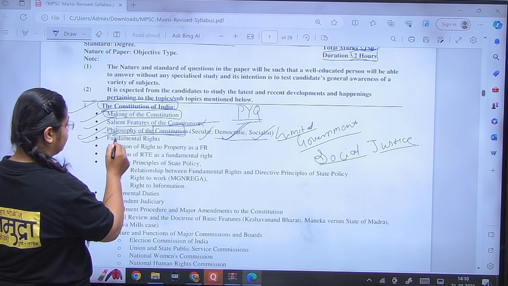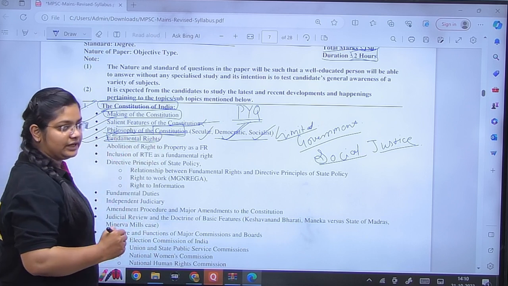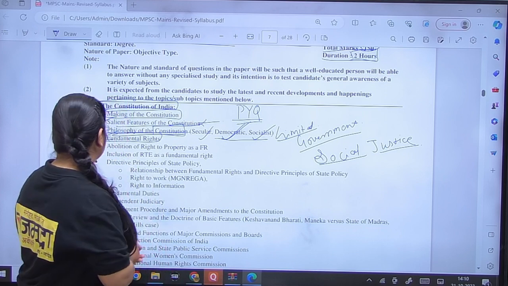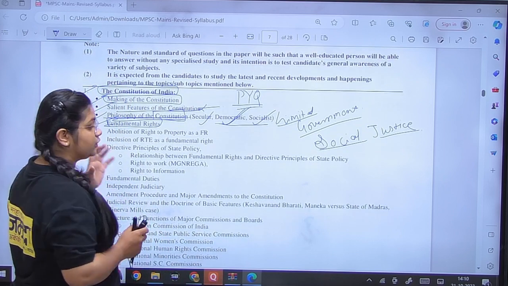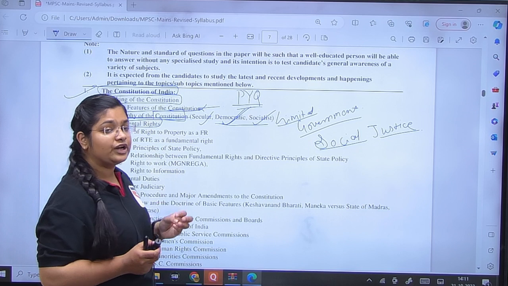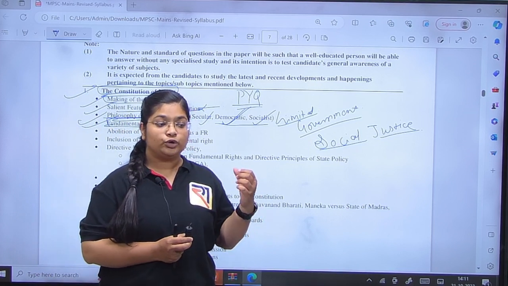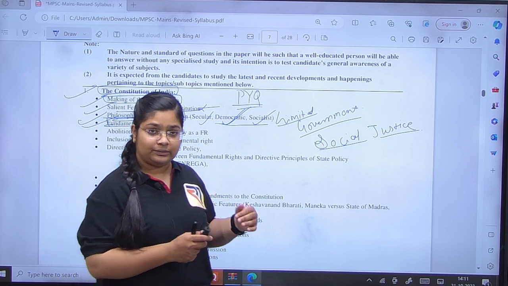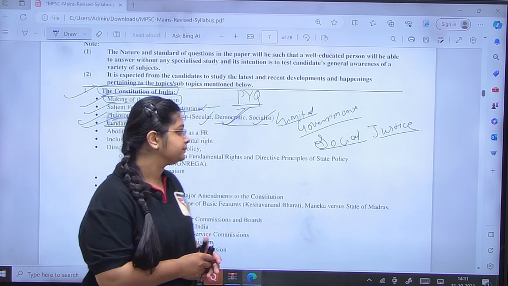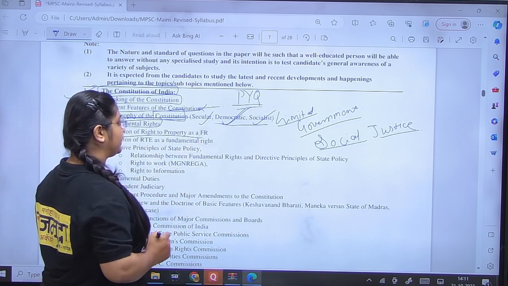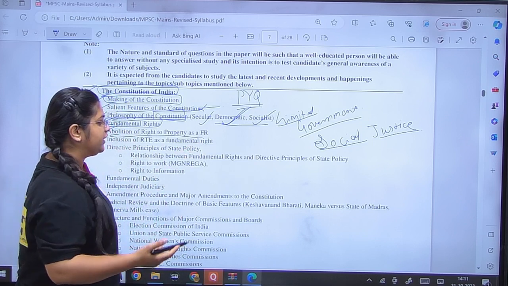Then fundamental rights. What are the fundamental rights? In Marathi we say मूलभूत हक्क. The fundamental rights are those rights which every human being needs to aspire to be at his best in general. Next, the third thing is the abolition of the right to property as a fundamental right.